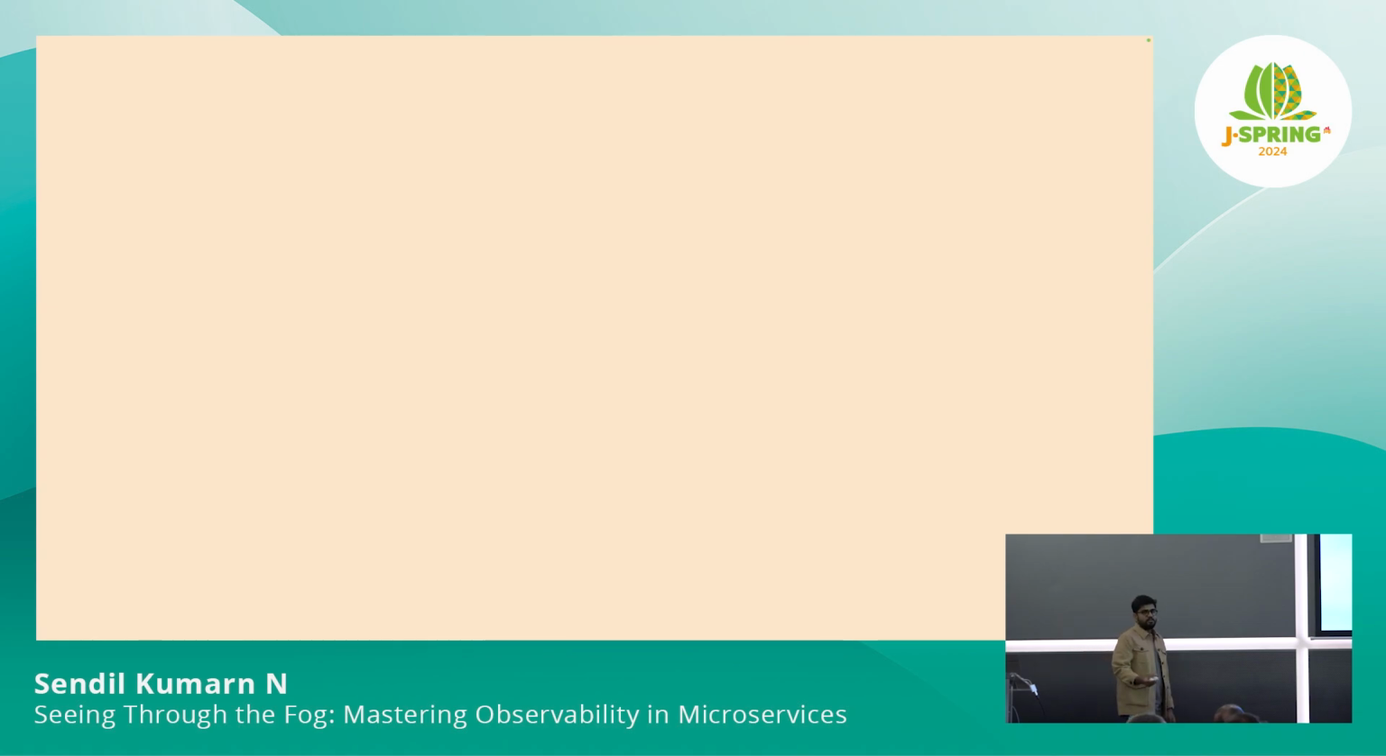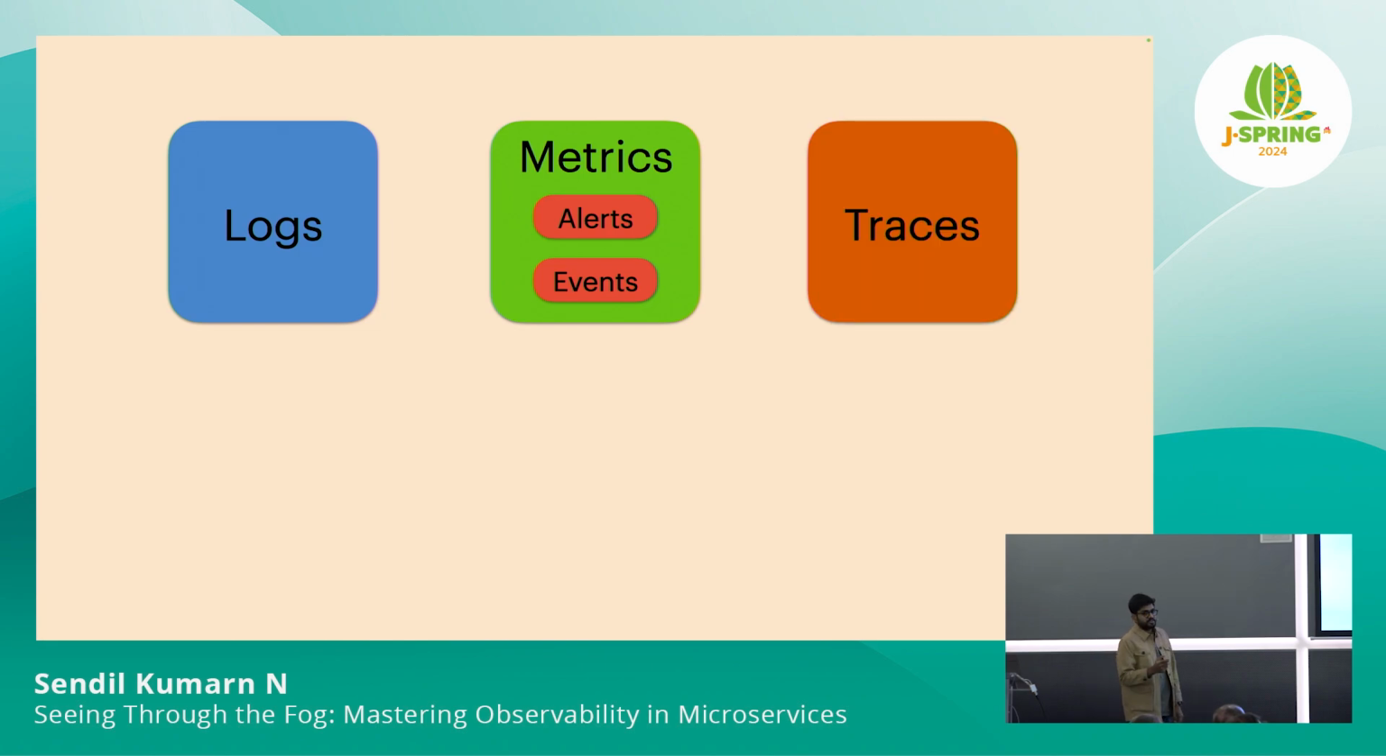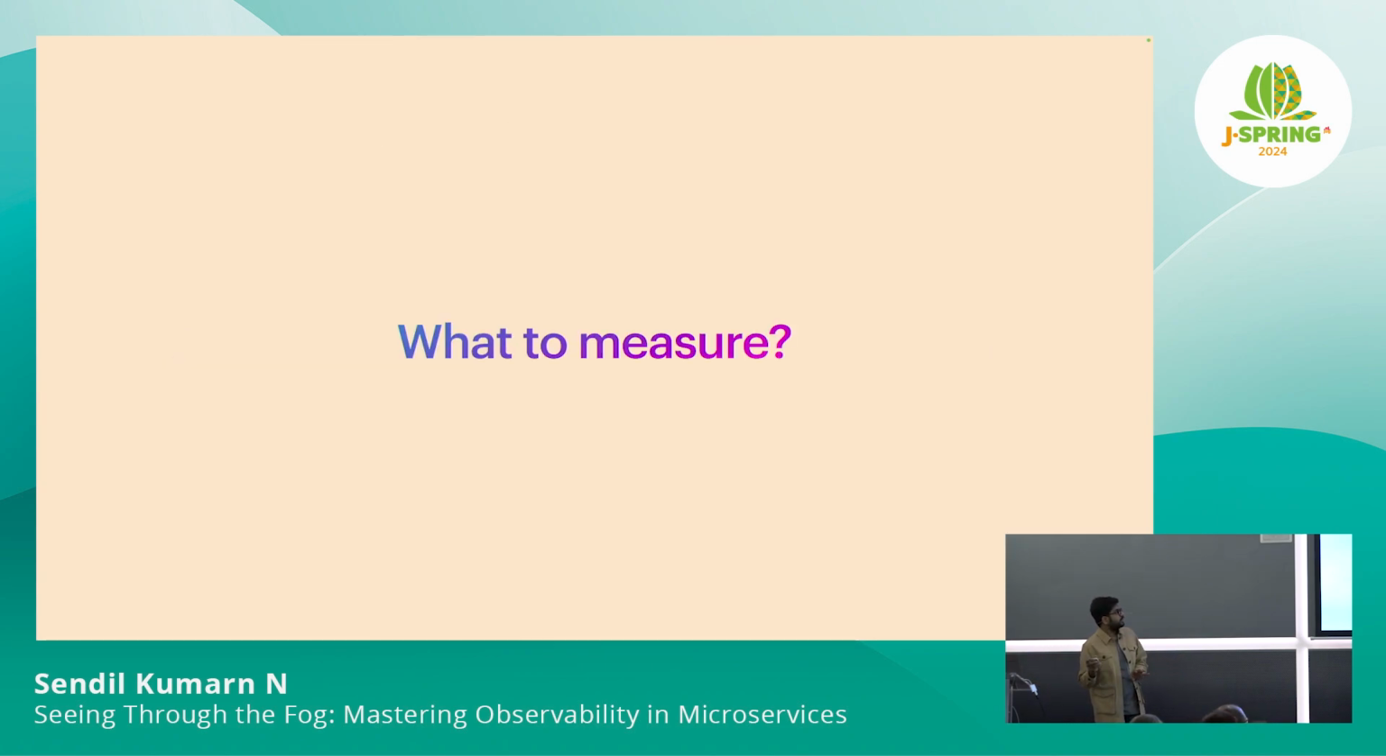So what does observability encompass? You could see multiple things, but the 3 major things are logs, metrics, which come with alerts and events, and the third thing is traces. These are the 3 basic pillars or components of any observable system. Along with that, you need 2 more things: visualizing all those things, and also querying. This is common across all 3 pillars. So this is what the basic component of observability is, and this is what we are going to see today.